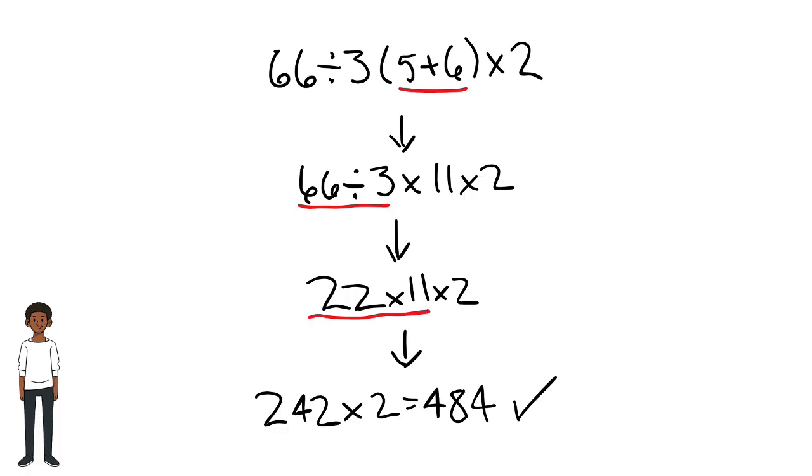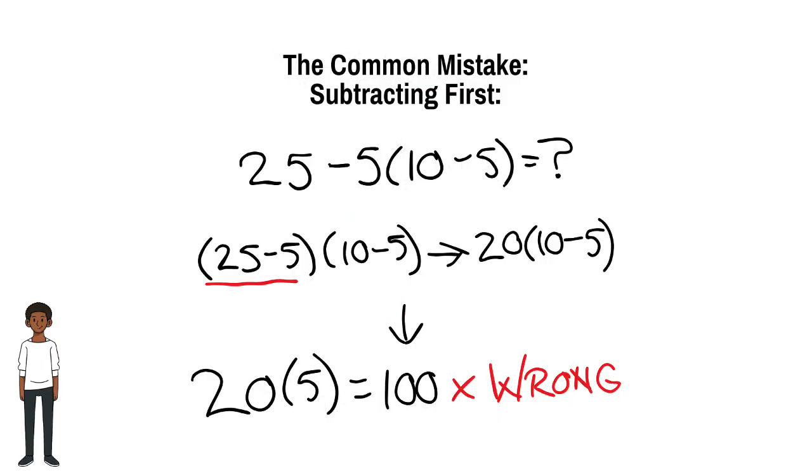66 divided by 3 equals 22. Now we have 22 times 11 times 2. Next, 22 times 11 gives 242. And finally, 242 times 2 gives us our final answer of 484. Now let's solve a second math problem together. What is the value of 25 minus 5 times 10 minus 5?